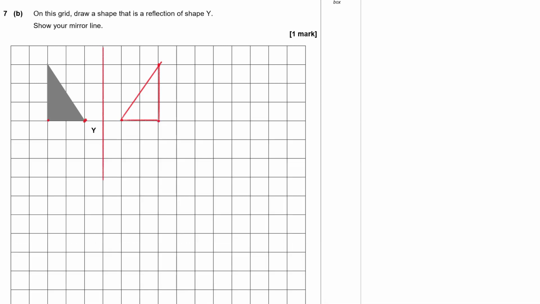And then we have our reflection. Now I say, as long as you've reflected it in a mirror line and drawn your mirror line on, you should get the mark for that.